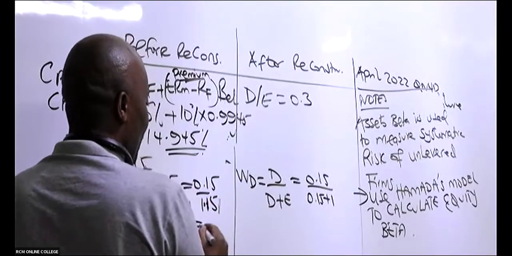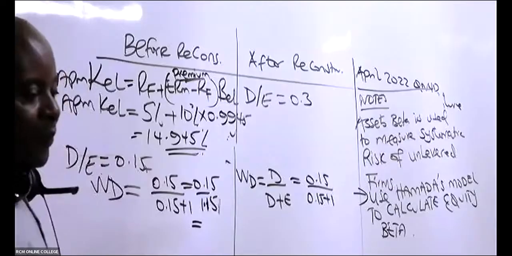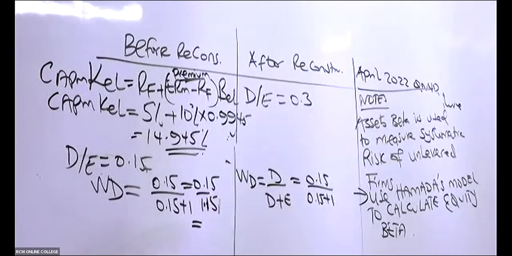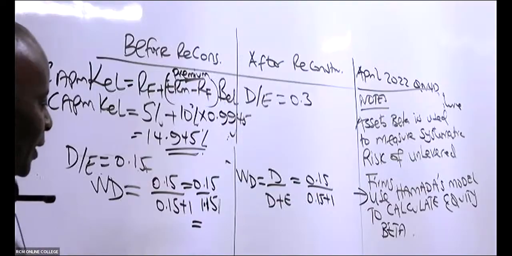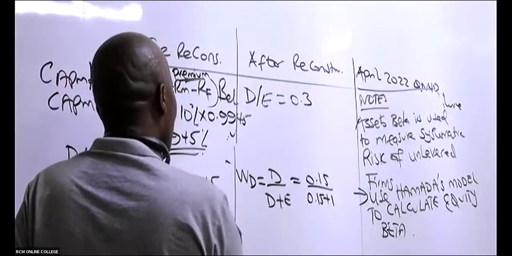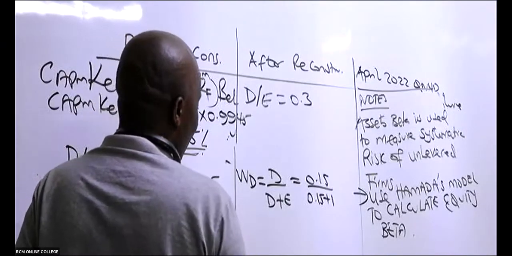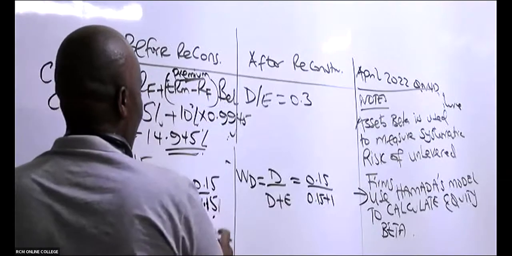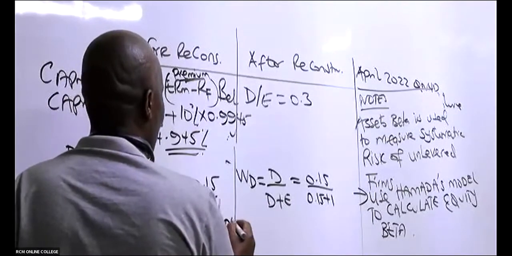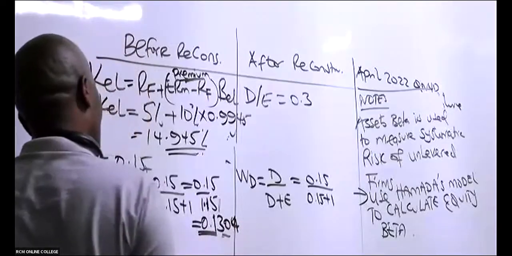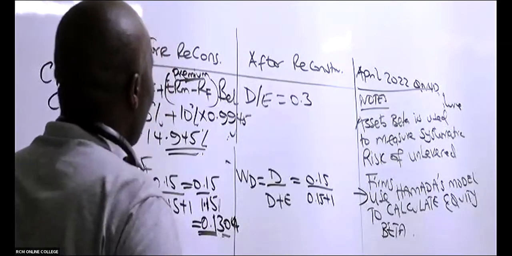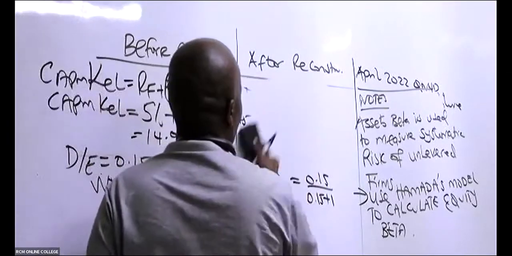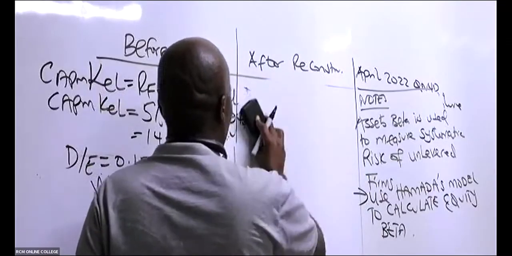So this one here will end up giving us what figure? Please confirm. Weight of debt, 0.13, isn't it? Let me try you out before we continue. So 0.13. Can we write 0.1304? Yeah, thank you so much. Let me try you a little bit before I start using this space here.